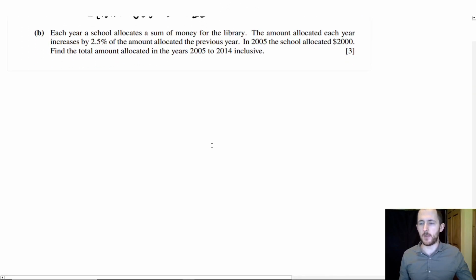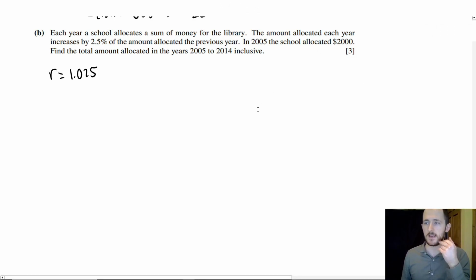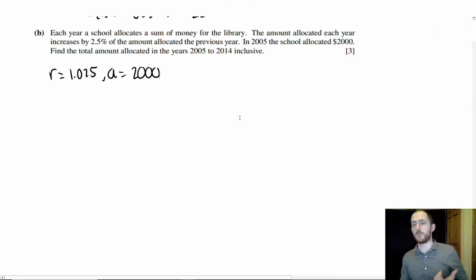And then for part B, now we actually have a little bit of a situation. So each year a school allocates a sum of money for the library. The amount allocated each year increases by 2.5% of the amount allocated in the previous year. Again, this is just compound interest. So this is definitely geometric, and the increase is what? 1.025. In 2005, the school allocated $2,000. So A is equal to 2 grand. Find the total amount allocated in the years 2005 to 2014 inclusive.